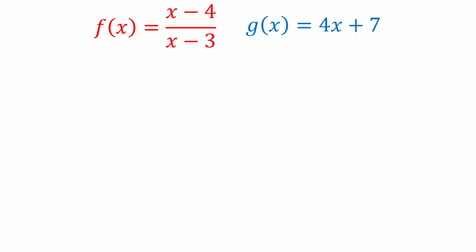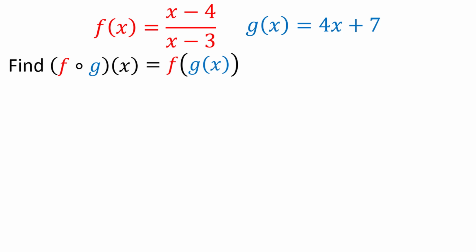Sometimes we might want to have a general formula for the composition of two functions. Consider the functions f(x) = (x − 4)/(x − 3), and g(x) = 4x + 7. We would like to find f(g(x)), which is the general function for the composition of g inside f. This just means anywhere you see an x in f(x), replace it with the entire function g(x). So we could also write this as f(4x + 7).